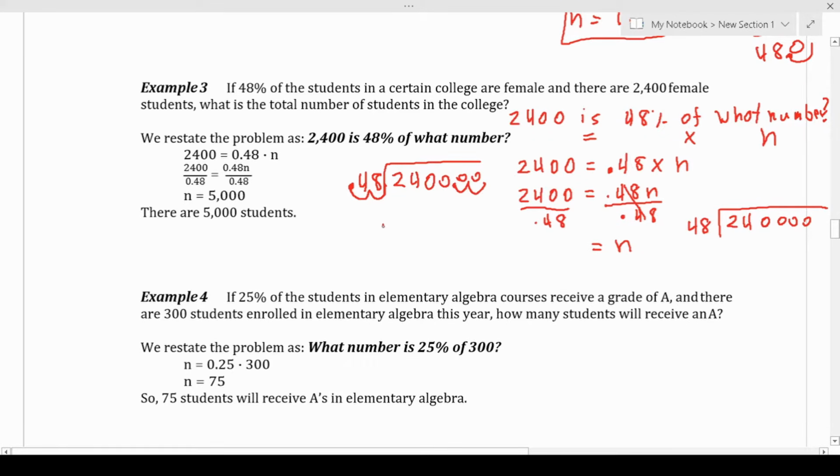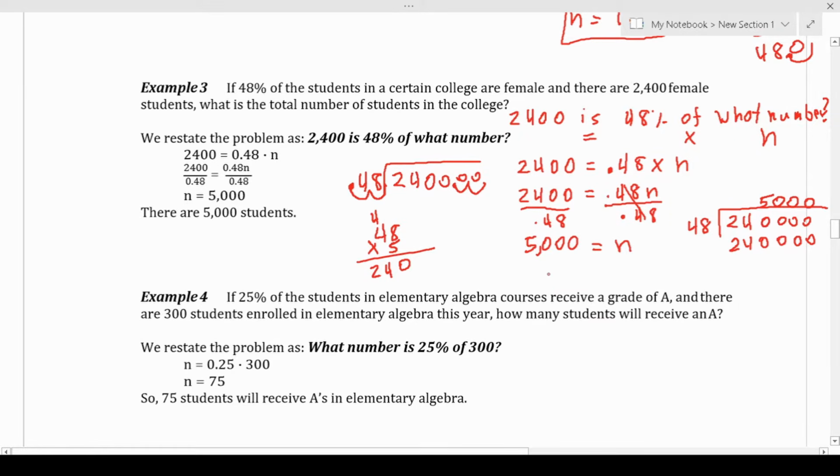So let's confirm that. 48 times 5. 8 times 5 is 40. Drop down your 0, carry your 4. 5 times 4 is 20, plus 4 is 24. So 48 goes into 240 5 times. Therefore, it goes into 240,000, if you bring up these zeros, 5,000 times. So 5,000 times 48 is in fact 240,000. As we can see, n in this case is 5,000.